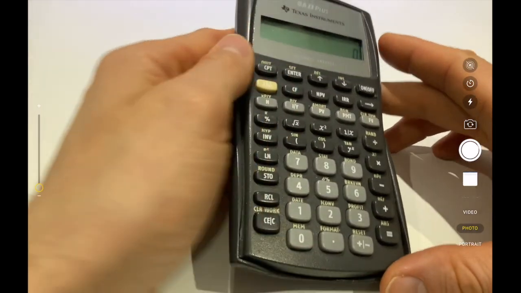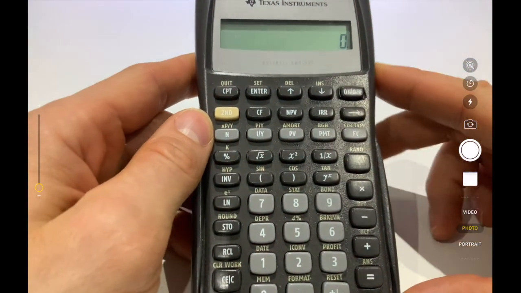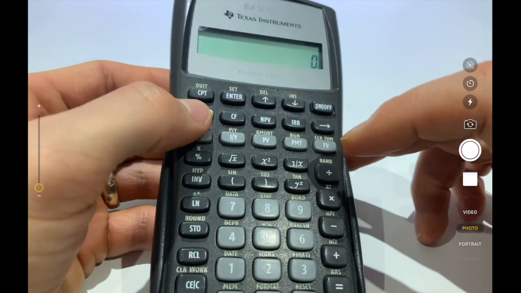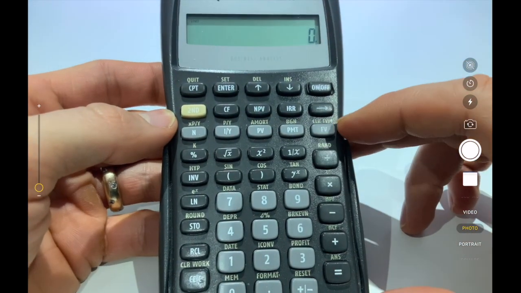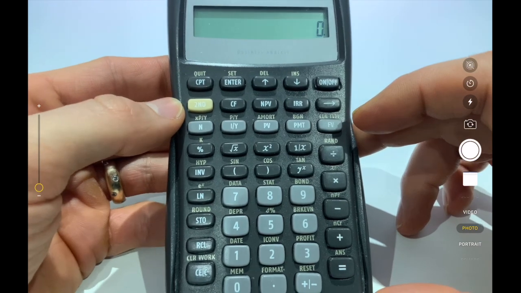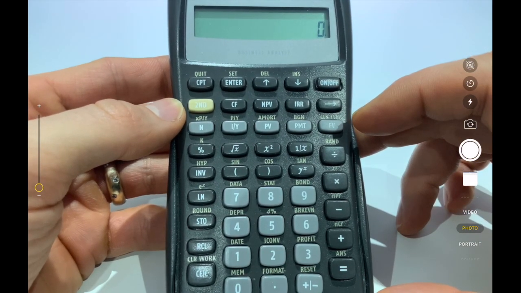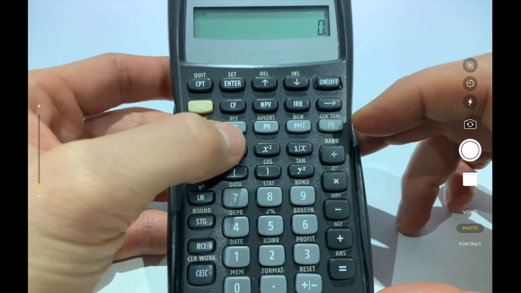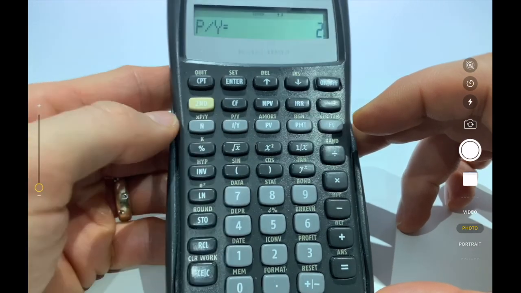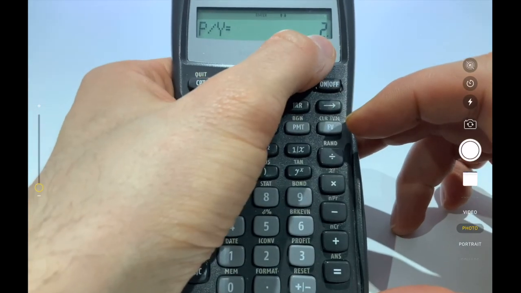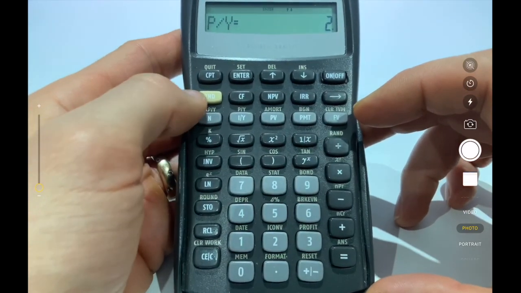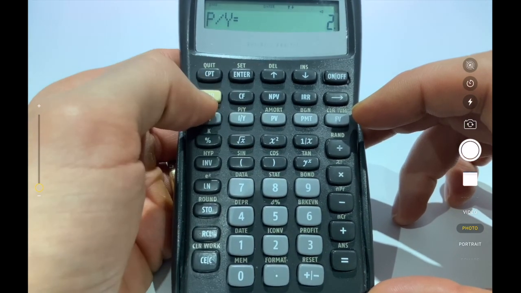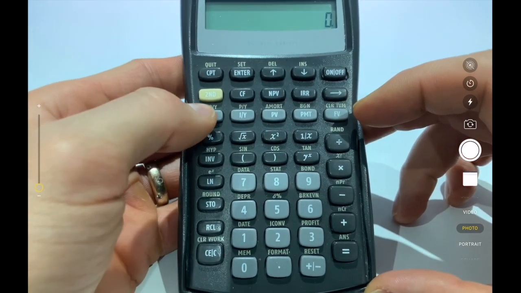Now, here it is. The first thing we need to do is clear this. So second function, clear TVM, time value of money. And now I'm going to enter all the things that I want. So my m, second function, is already at 2 because we're compounding twice per year. So I'm going to keep it that way. I'm going to exit, second function quit. So let me now go back and fill all of these.